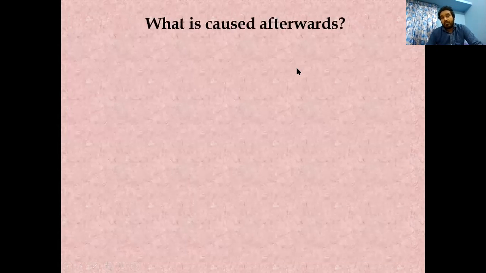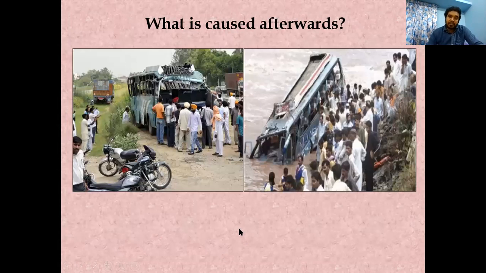What is caused afterwards? Actually, what happens? You can see this is the result, the ultimate result. Because of their mad rush, so many accidents happen every year. We know every year, especially at Eid days, we hear so many news of death in accidents. Because of accidents, we lose so many lives.